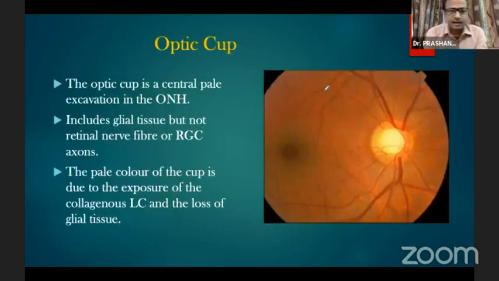Next area is the optic cup. The central pale area is called the optic cup. This area doesn't have any axons, but it has glial tissue. It becomes paler when there is enlarged cupping of the disc because of exposure of the underlying collagen fibers.